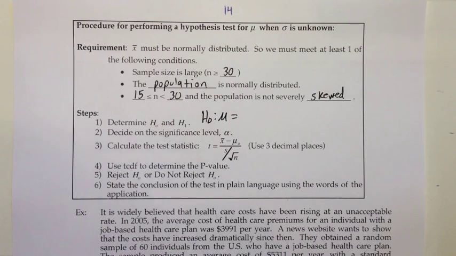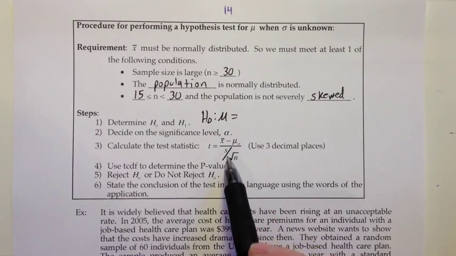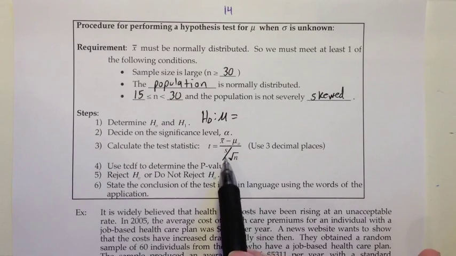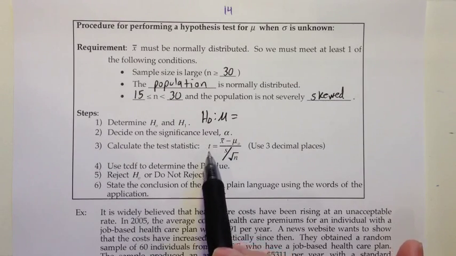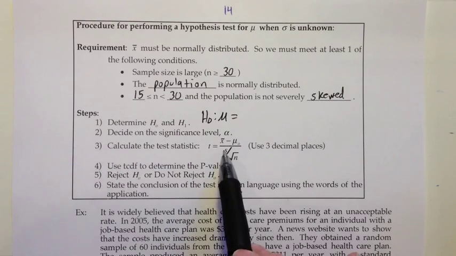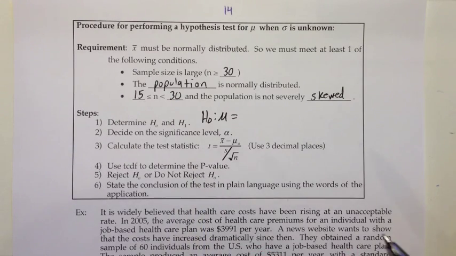And then calculate the test statistic, which will be x bar minus the claim mean divided by the sample standard deviation over the square root of the sample size. And then again, just a reminder, because we're using s, that's why we get a t-score. If somehow we knew sigma, we could use a z-score, but that's not realistic. And we'll always round these to 3 decimal places, just like we did our z-scores.